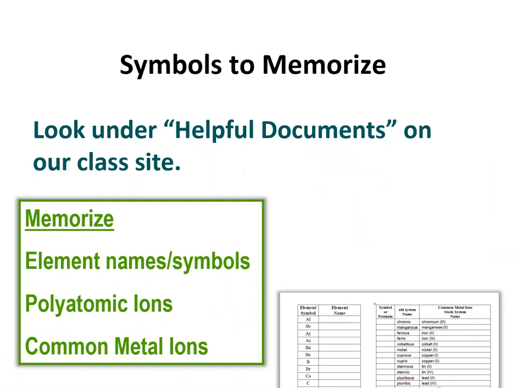Before we get going on writing formulas and naming compounds, I want to show you that there's a document called Symbols to Memorize. It has the elements that you need to have memorized or have in your head. It also has the polyatomic ions and the common metal ions. And if you don't know these, it makes it a lot harder to do the next step in learning how to put them together. So I strongly suggest looking at those and having them in your head before you start trying to name compounds and write formulas.